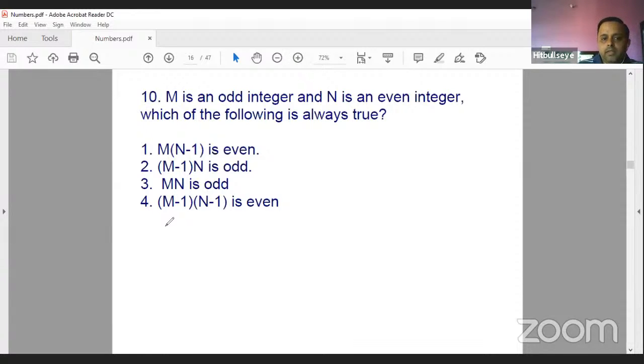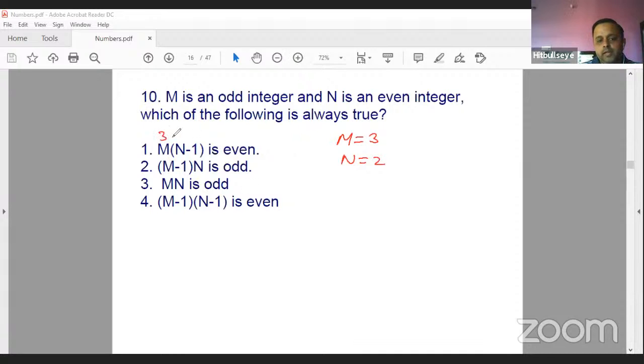So m is an odd integer, n is an even integer, which of the following is always true? Best is to take the numbers. M is an odd integer, let's say m is 3. N is an even integer, let's say n is 2. Now put the values here.